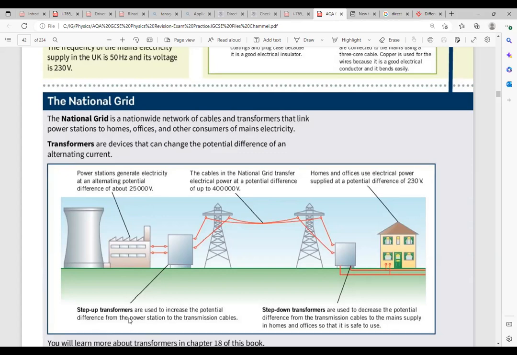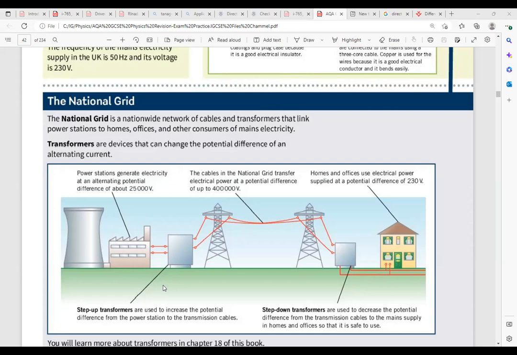This one is a step up. We have two different types of transformers: step up transformers and step down transformers. Step up transformers are used to increase the potential difference from the power station to the transmission cable. The transmission cable over here in the national grid transfers electrical power at a potential difference of 400,000 volts. That's why we are using step up transformers here.